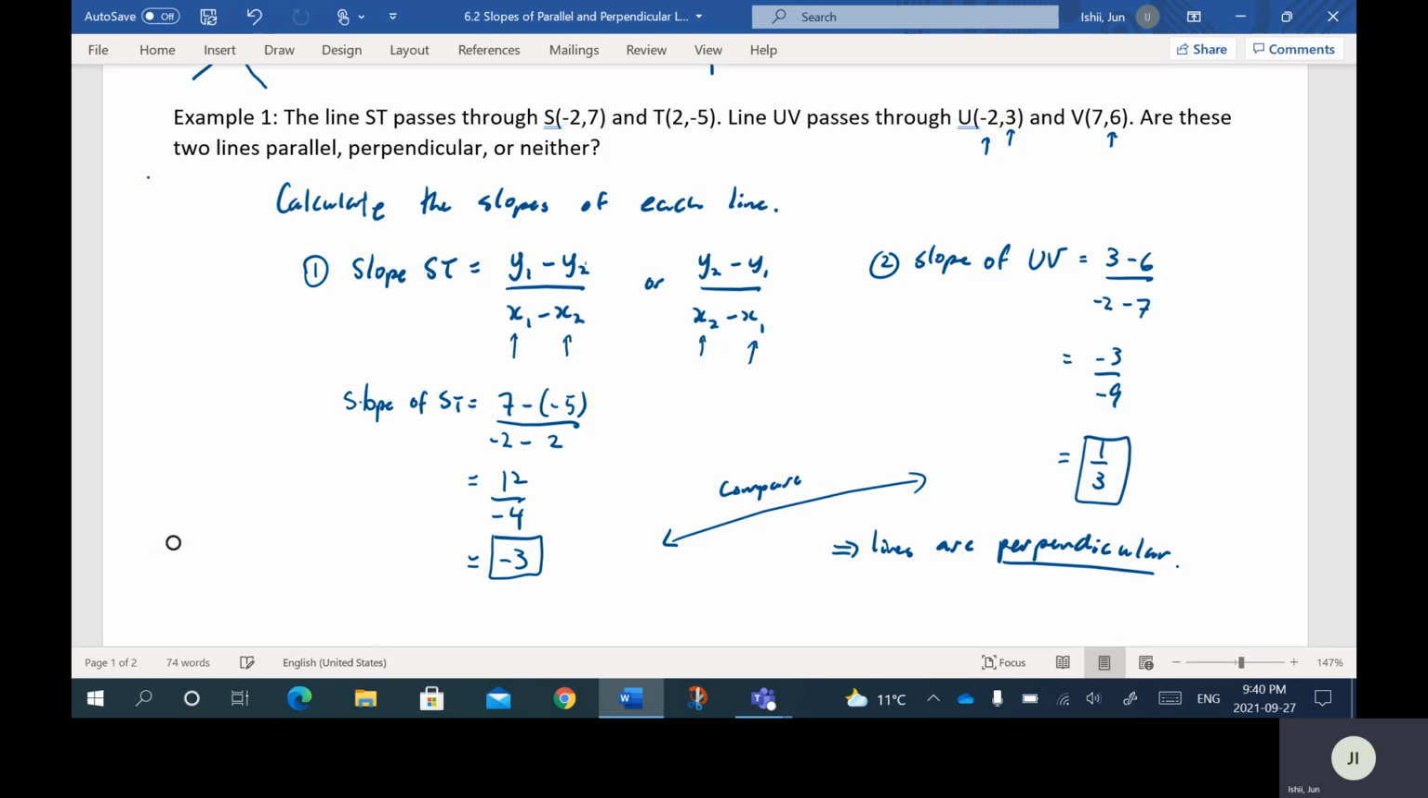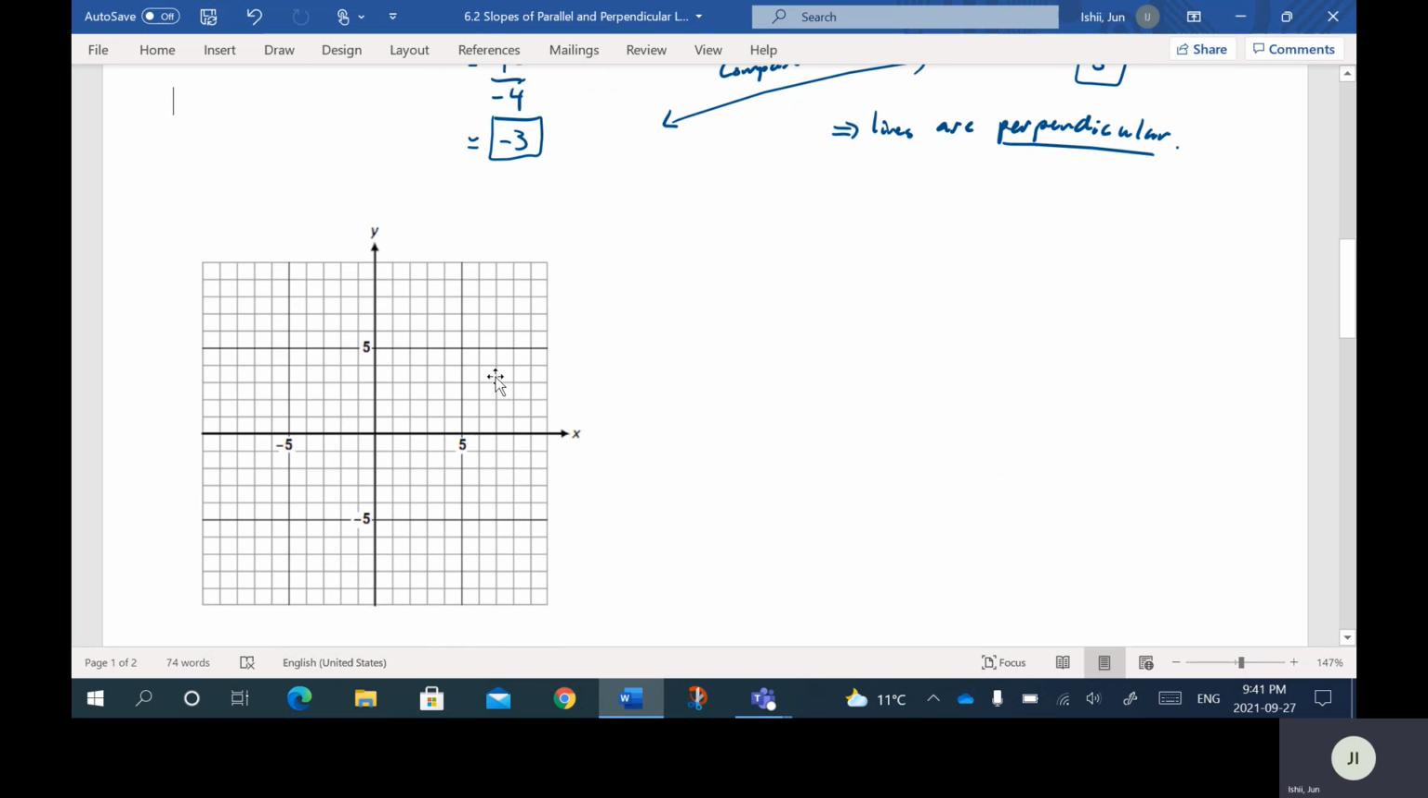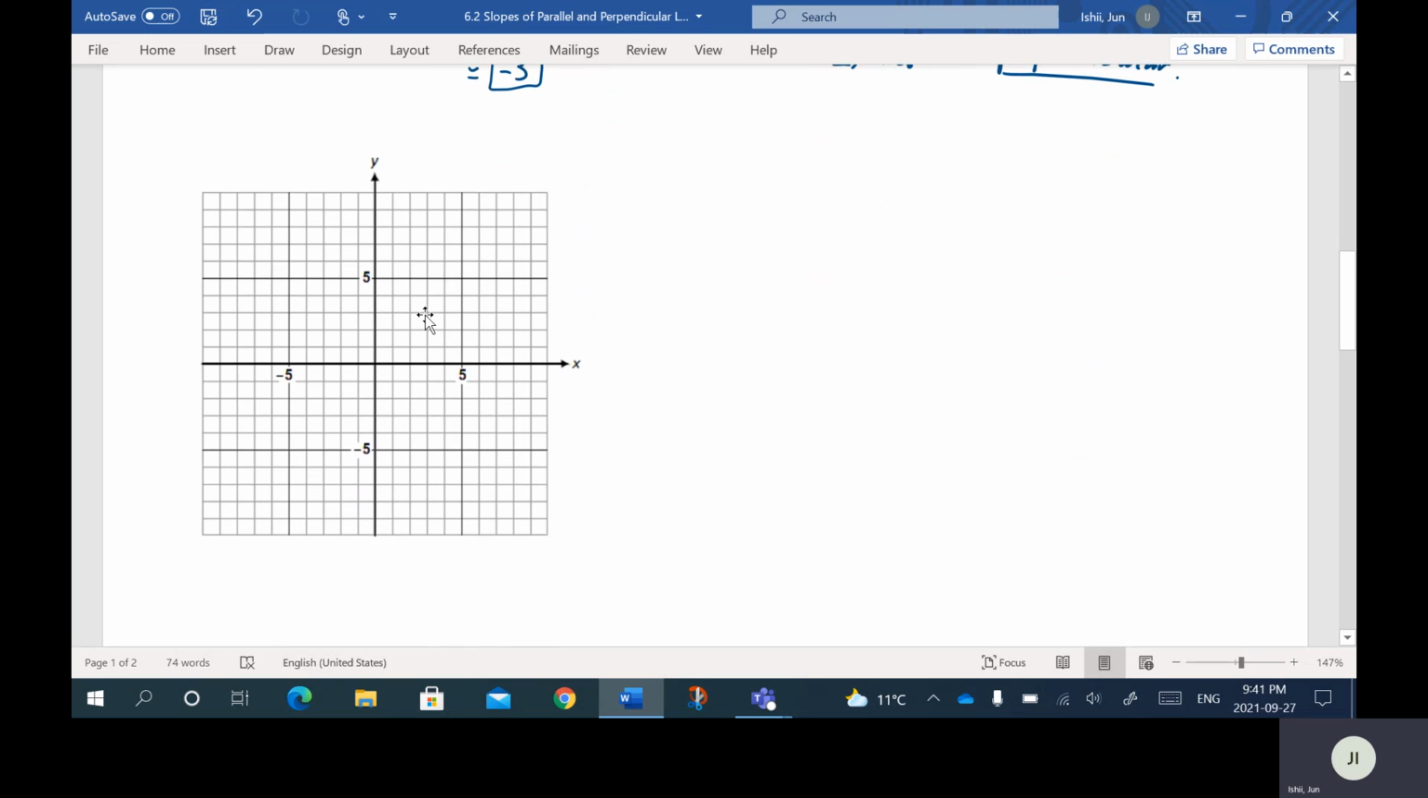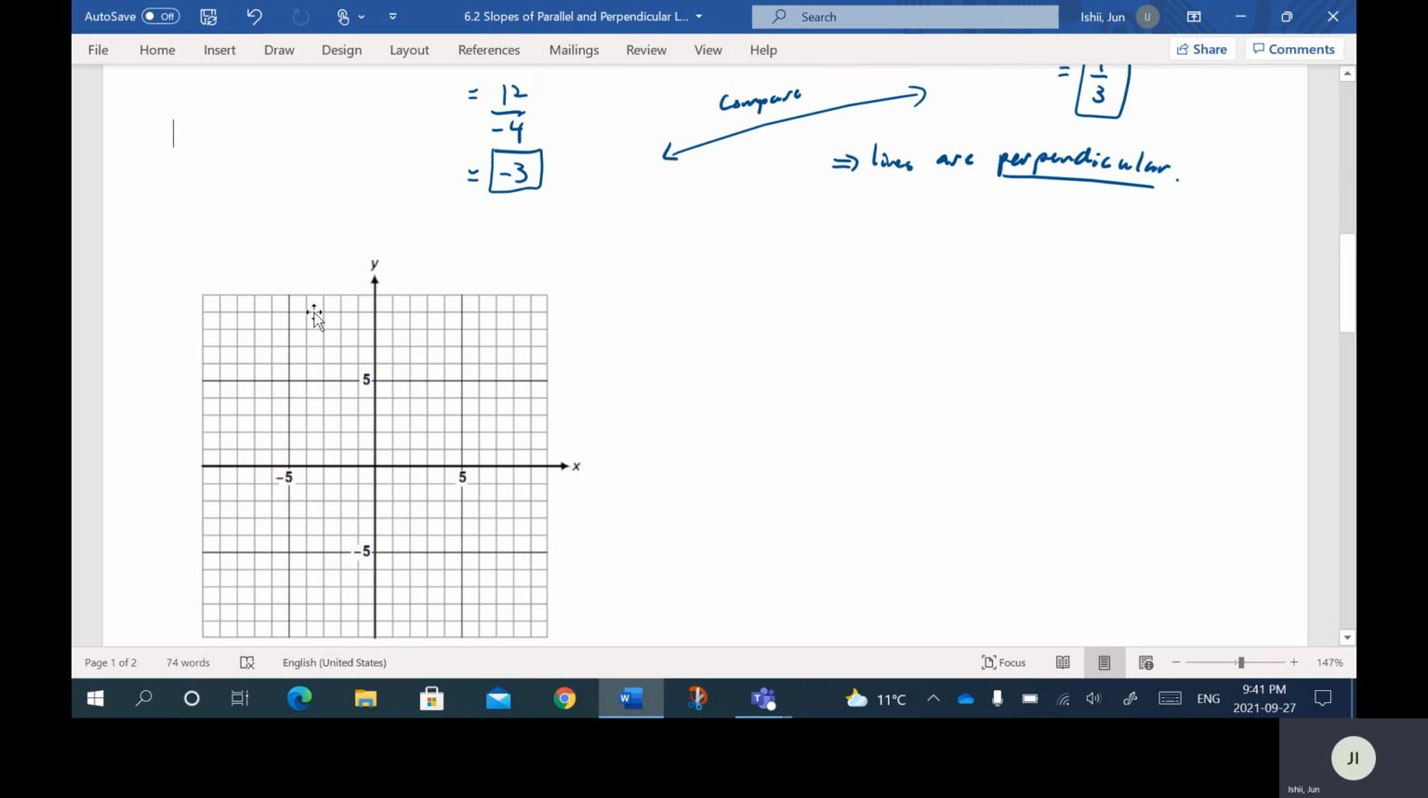So since they are negative reciprocals. Now, just to illustrate the point, let's visualize. What I did is I put a grid up here. I'm just going to plot the two lines and see that they do actually form 90 degrees.